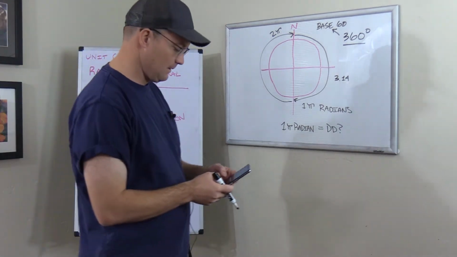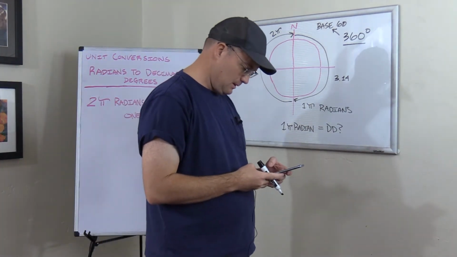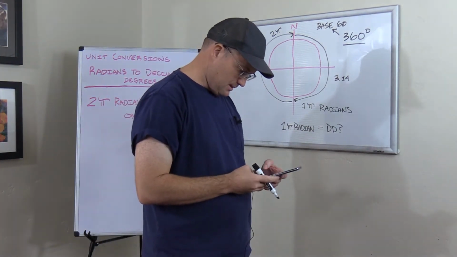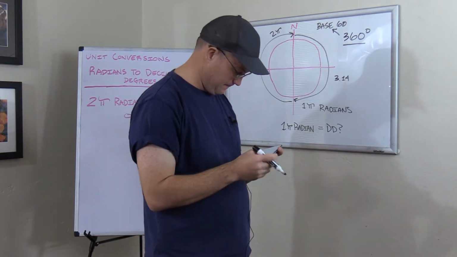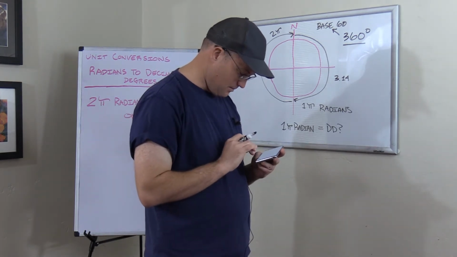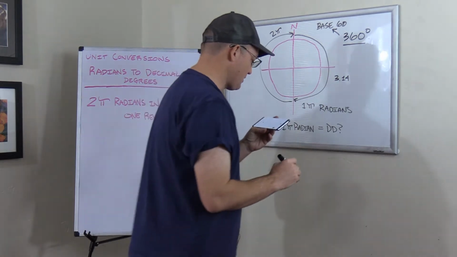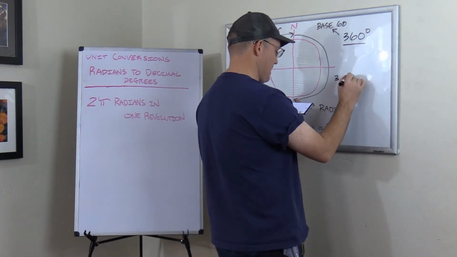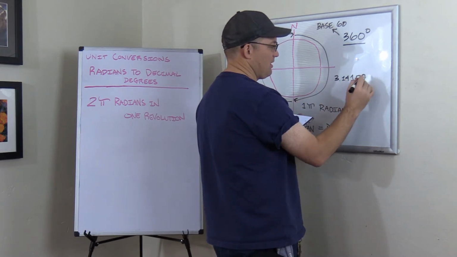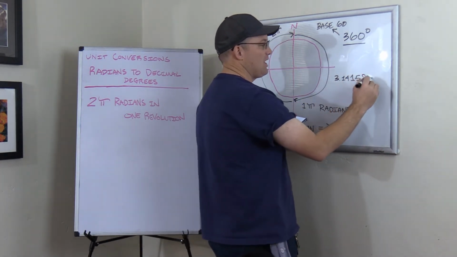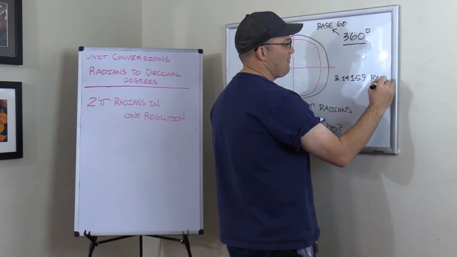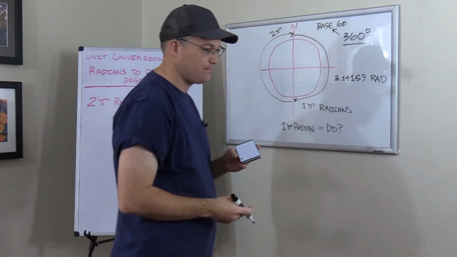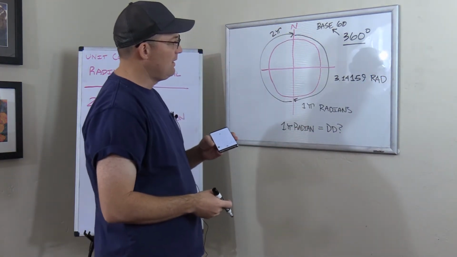Let's get my calculator here, and hopefully it has pi. This calculator on my phone does have pi. Okay, so 3.14159. We'll carry it out to 5 places. So we've got that many radians. We want to know how many decimal degrees we have. Okay, so here's how you do that.